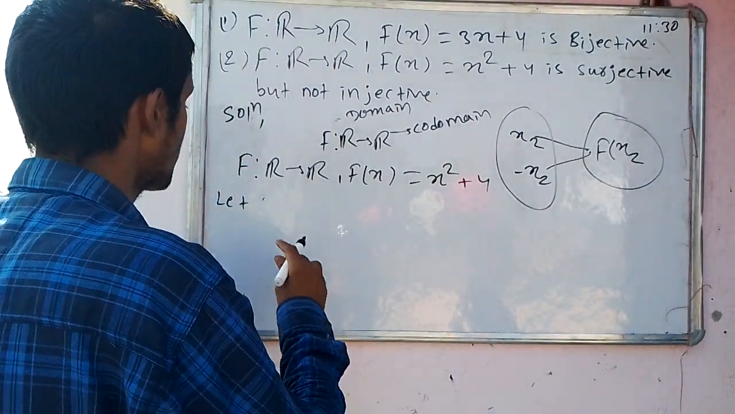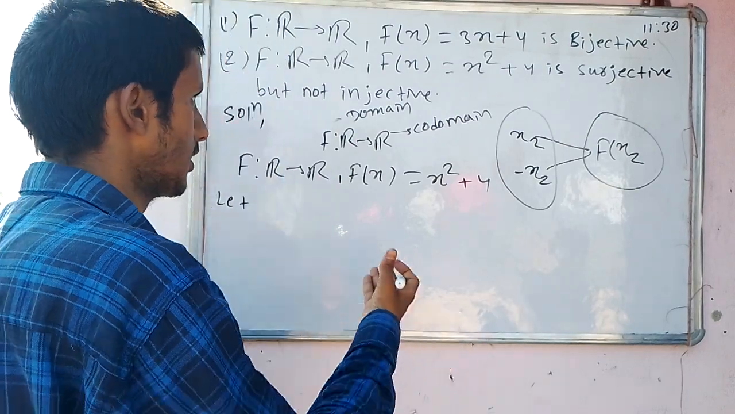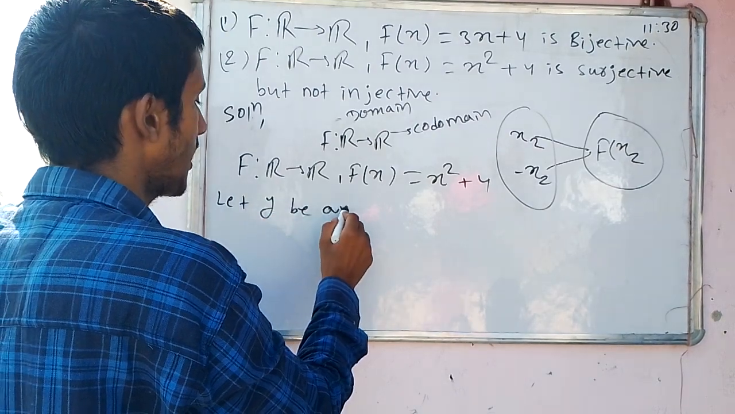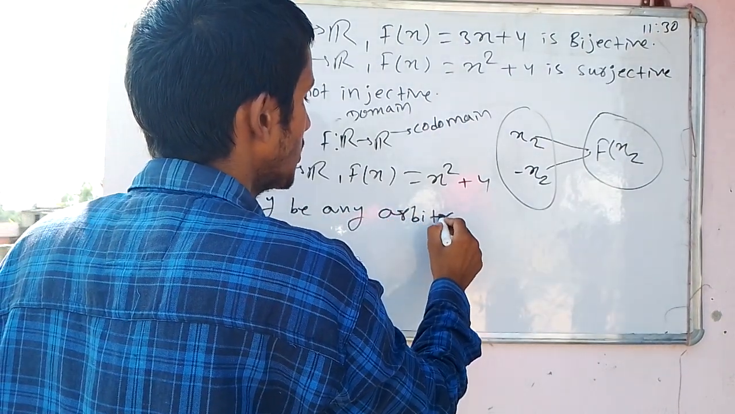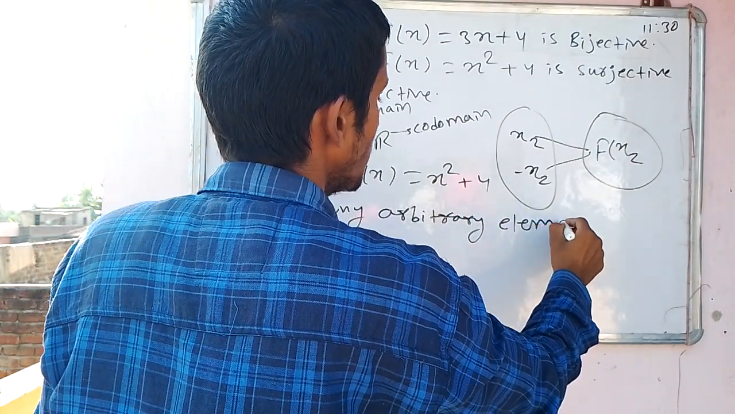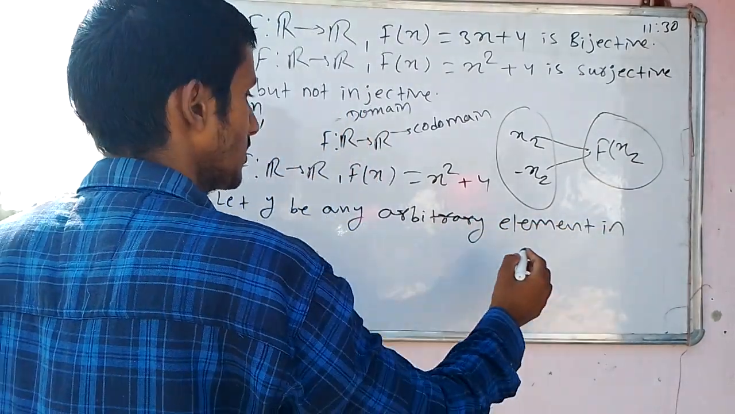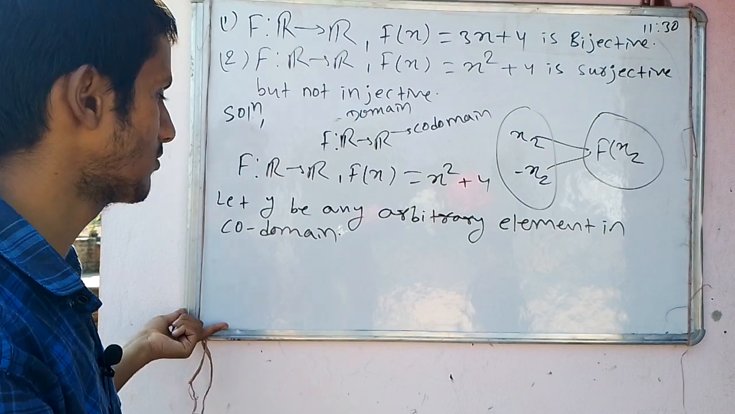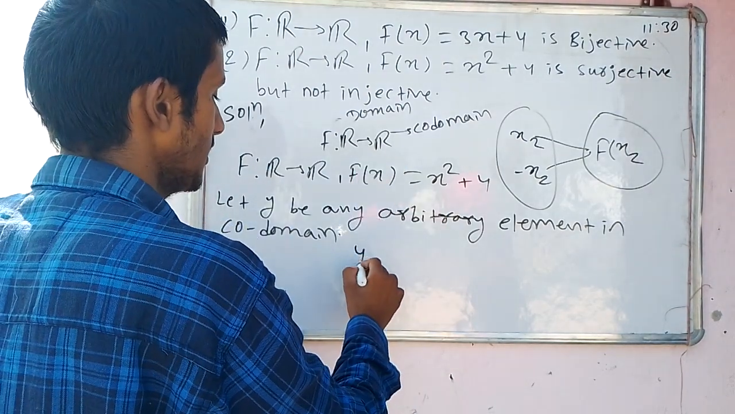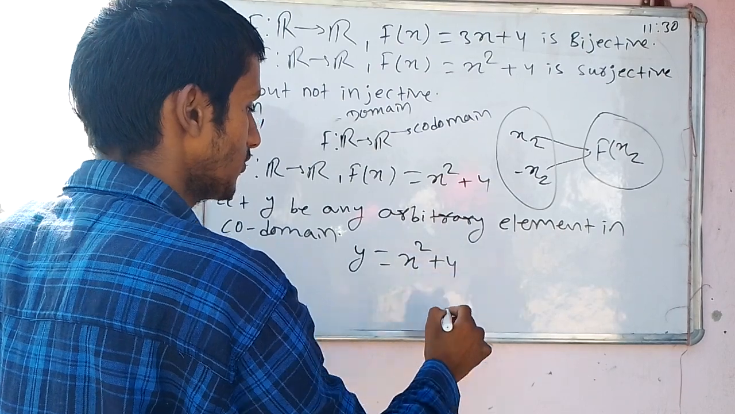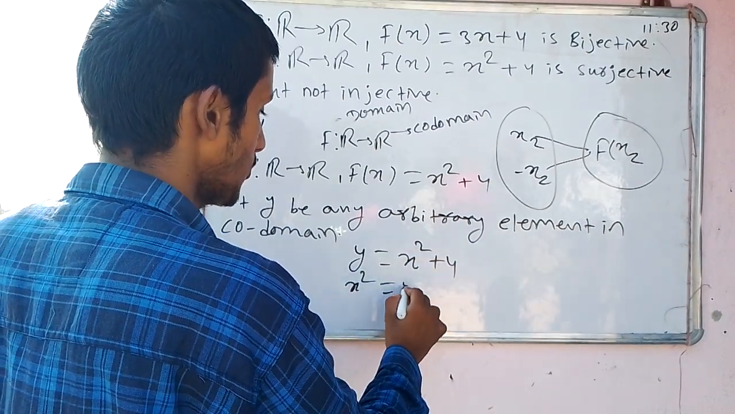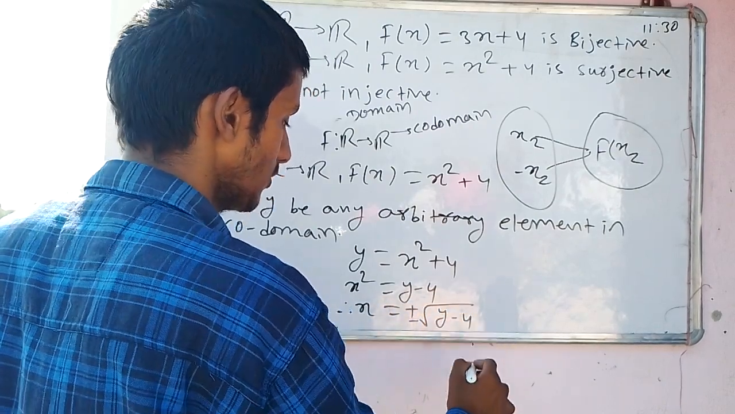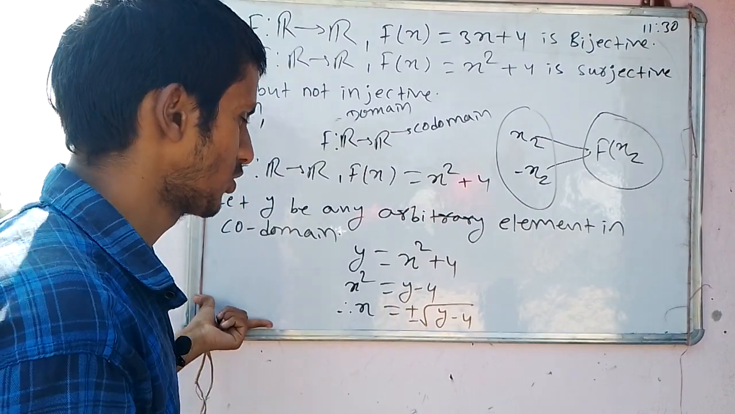To prove that it is surjective, we're going to use the same method that we used for the first question. We're going to let y be any arbitrary element in the codomain. So this means y is equal to x squared plus 4, and x squared is going to be y minus 4, and x is going to be plus or minus the square root of y minus 4. So this is what your x is.